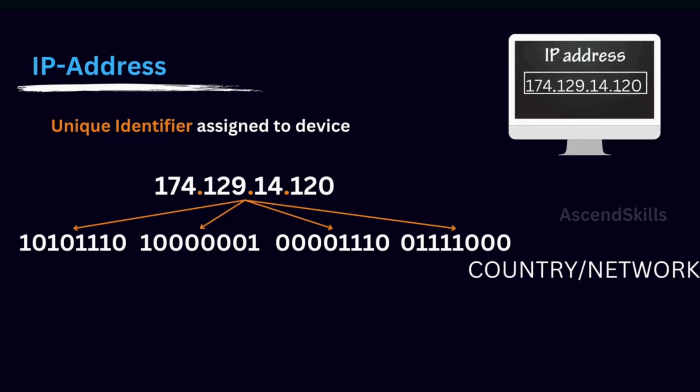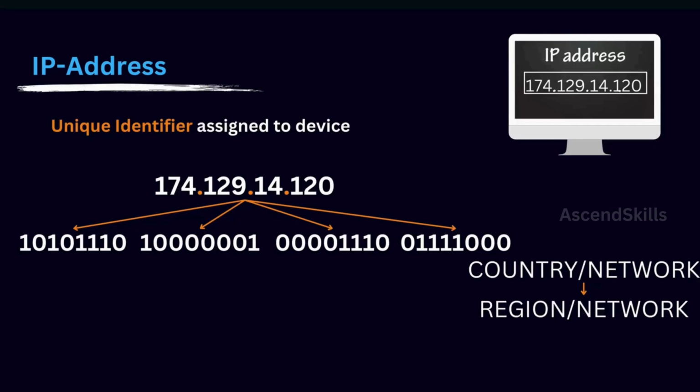The first section of an IP address points to a broader network, which can correspond to a country or a specific organization responsible for that block of addresses. The second part narrows it down further to the region within that country or network, guiding the data closer to its intended destination.